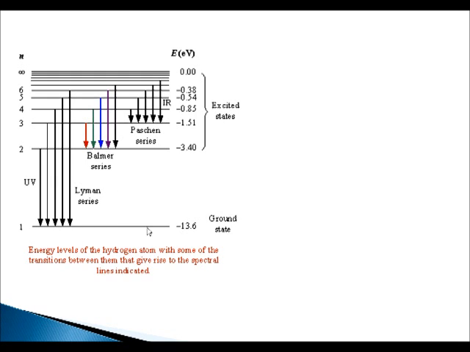And this atom we're looking at right here is hydrogen. So this is the energy levels of hydrogen with some of the transitions. There's a whole bunch of transitions it has; this is some of them. Each atom has its own distinct energy levels.